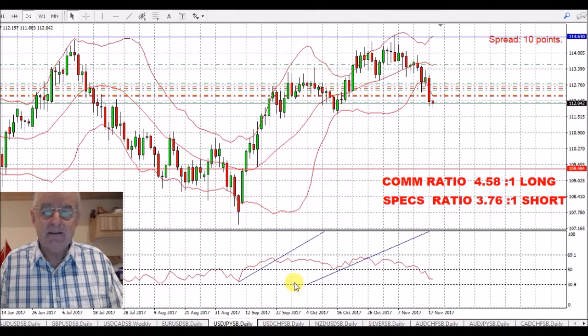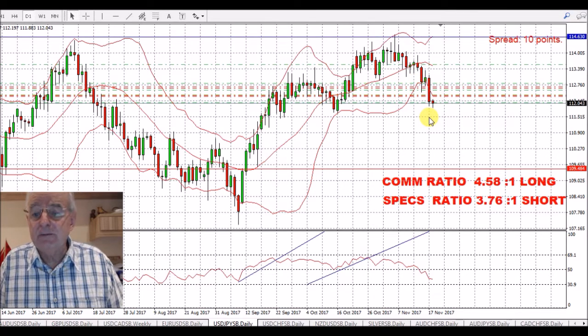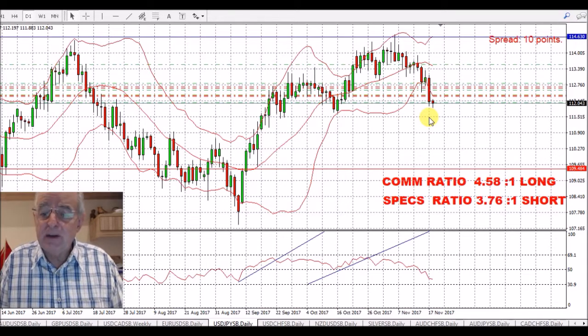USD Japanese yen, I've added to my shorts as this has come down. It's made a really steep move down. I'm expecting this to continue, more strength on the Japanese yen.